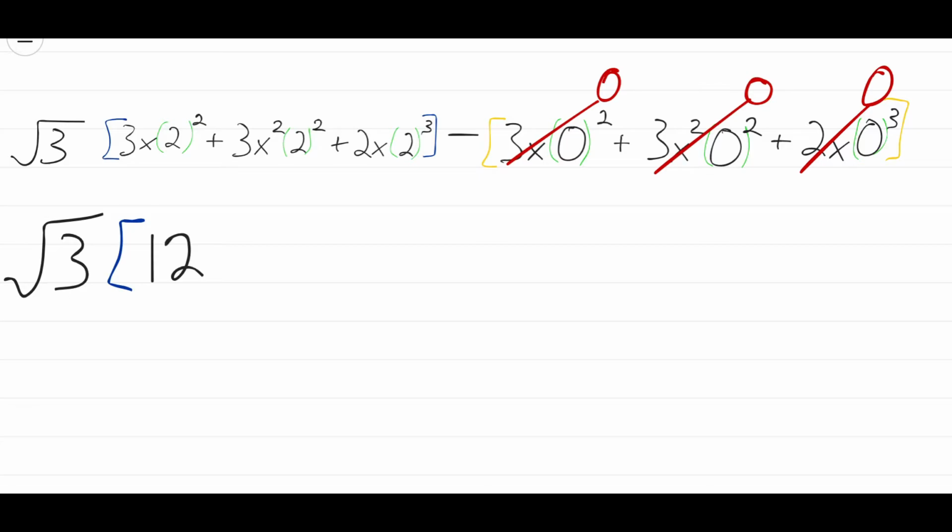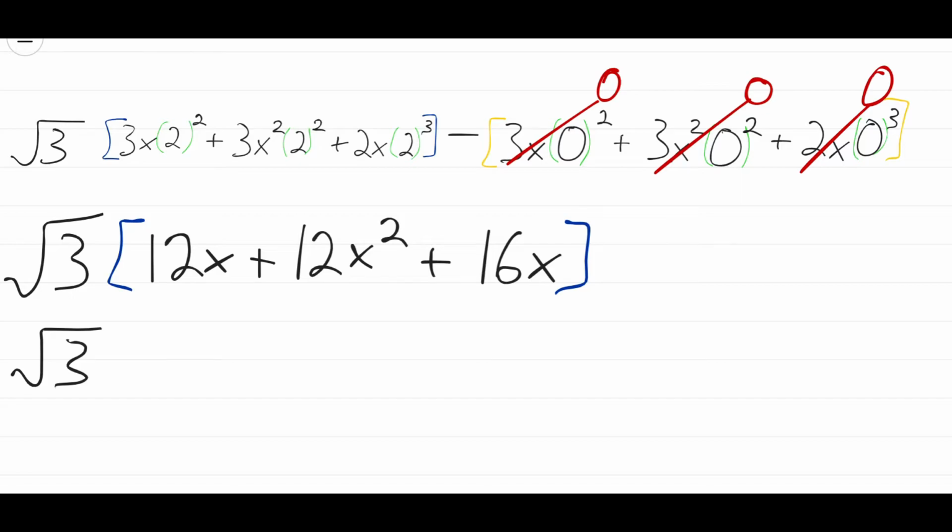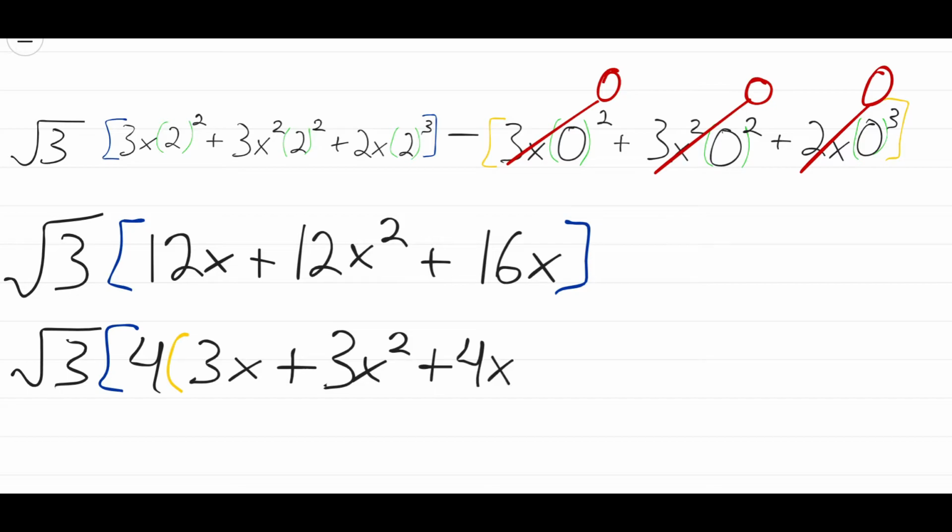So the square root of 3 times, 2 squared is 4, 4 times 3 is 12, 12x, plus 2 squared is 4, 4 times 3 is 12x squared, plus 2 cubed is 8 times 2 is 16, so 16x. And now I'm going to factor out a 4 out of each term, and I'm left with 3x plus 3x squared plus 4x. So now I can integrate this function with respect to x.